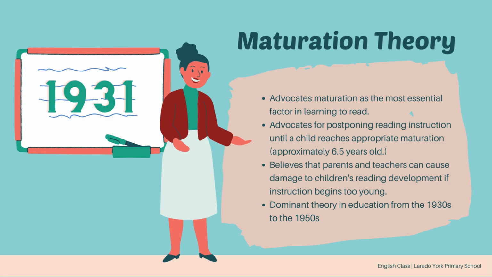understand is a very controversial sort of idea within this theory. And it was the dominant theory in education from the 1930s to the 1950s. So millions of people felt the effects of maturation theory in their classrooms, in their children, and as they went into adulthood.